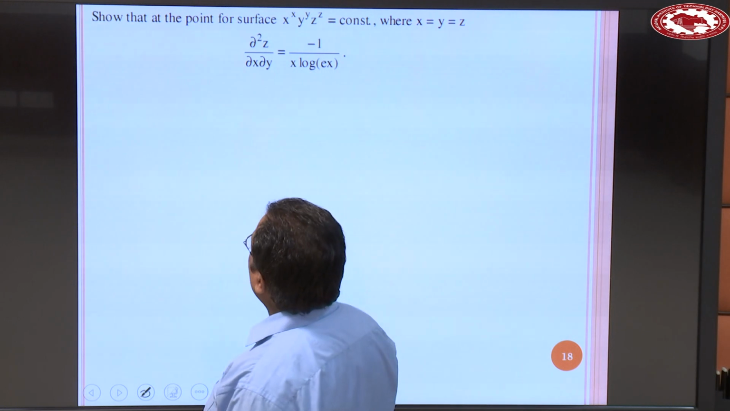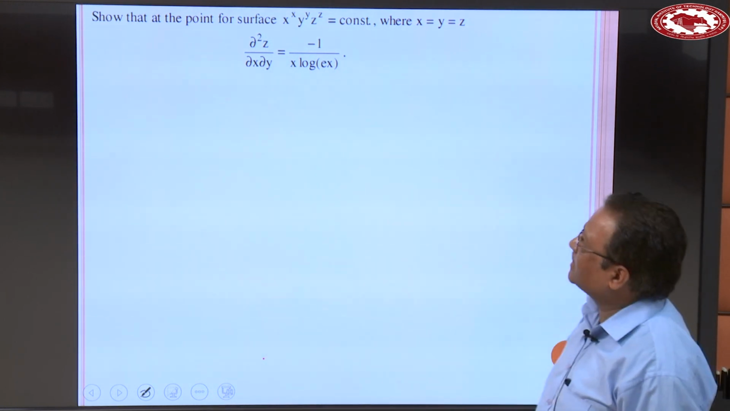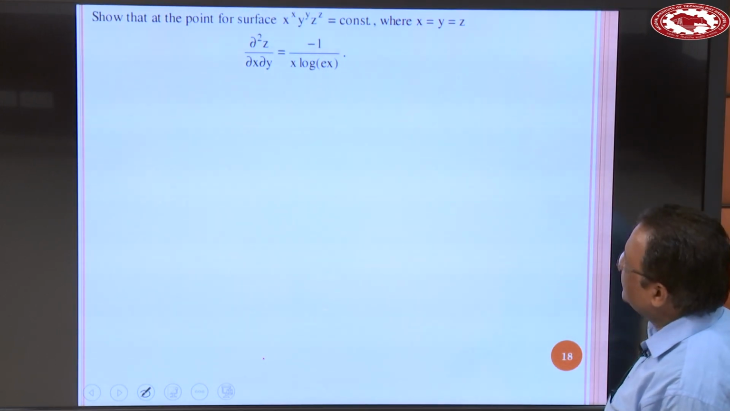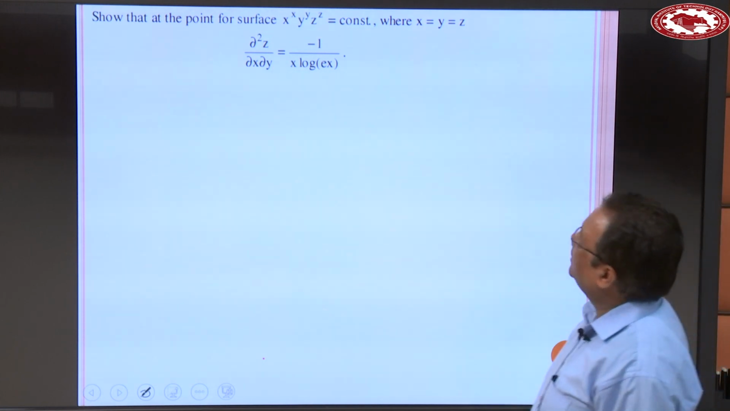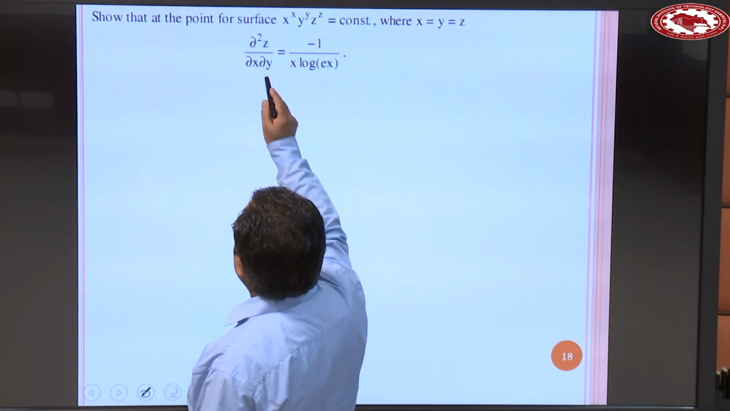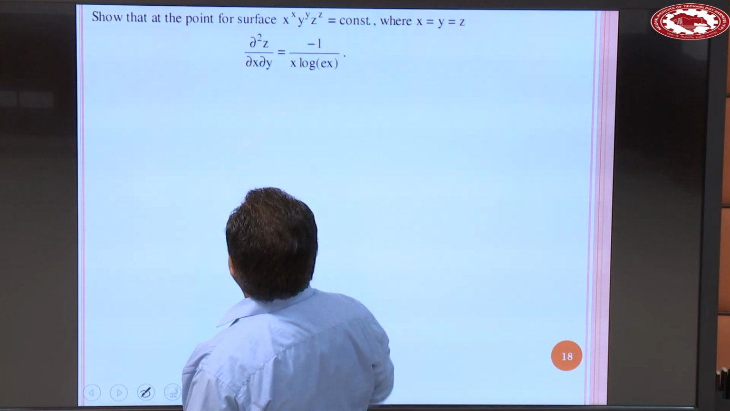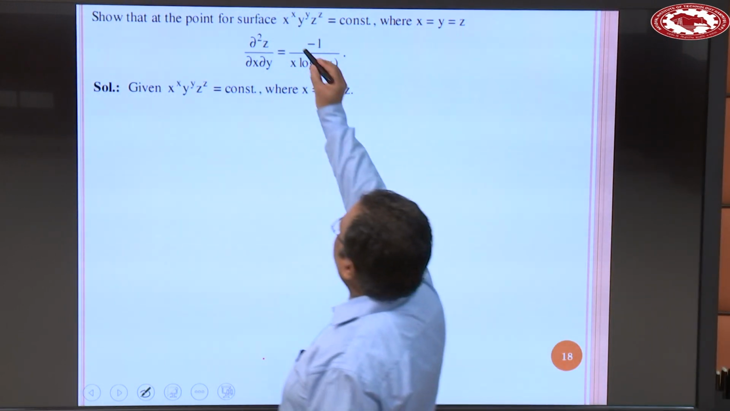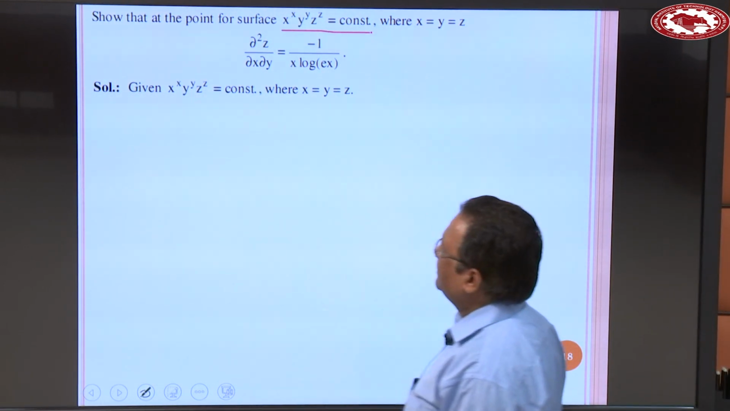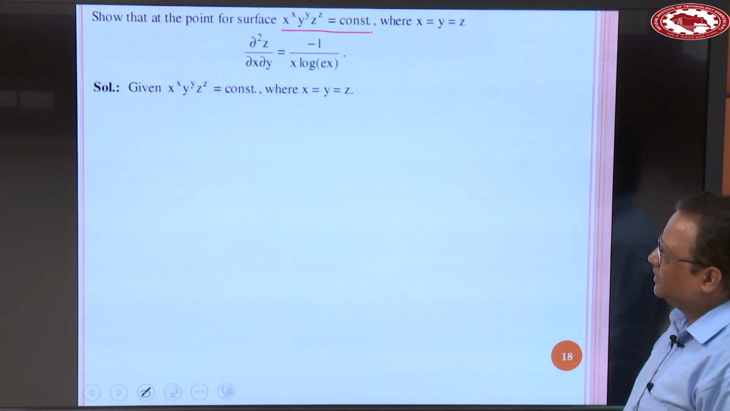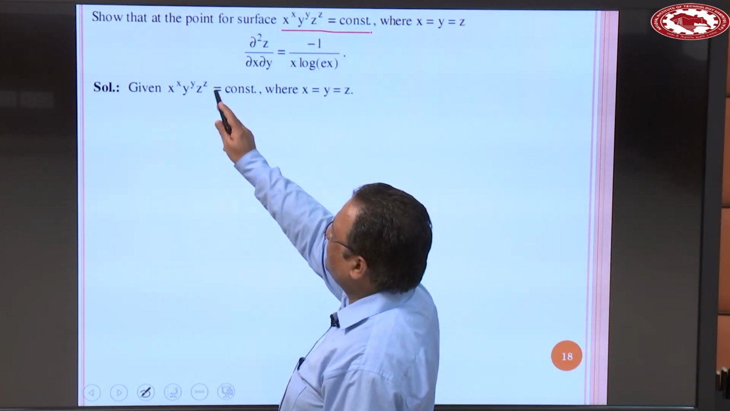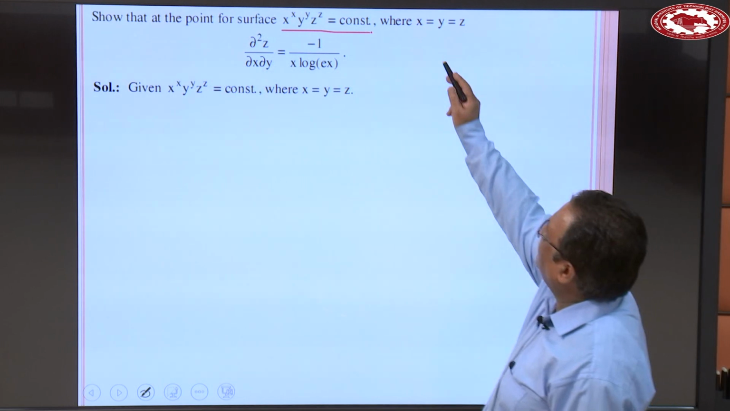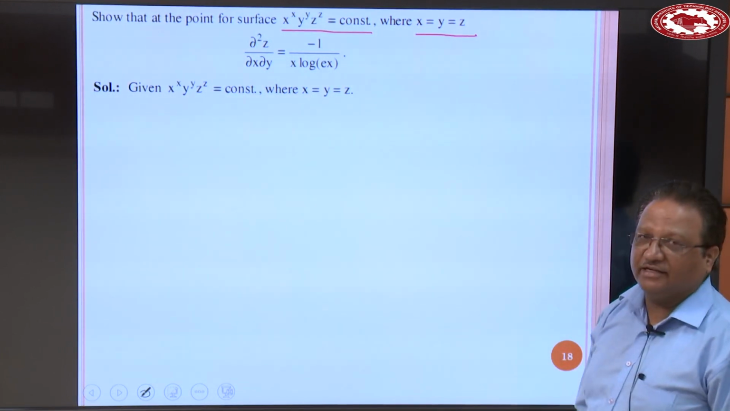Show that at the point for surface x raised to power x, y raised to power y, z raised to power z is equal to constant, where x is equal to y is equal to z, then show that ∂²z/∂x∂y is equal to minus 1 over x log ex. So, what is given? The given statement is this equation of the surface. Given x^x y^y z^z is equal to constant, and in this surface we have x is equal to y is equal to z.